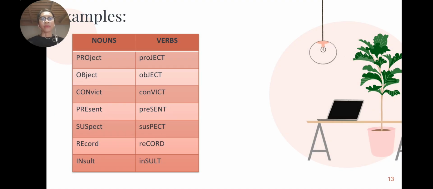Okay, I have here some examples. Nouns versus verbs. Okay, I will read through it. So nouns, we have project, verb project, object, object, convict, convict, present, present, suspect, suspect, record, record, insult, and insult, right? So it is very important to properly know the correct stress of a specific word so that we may not be misunderstood by our listeners, right?